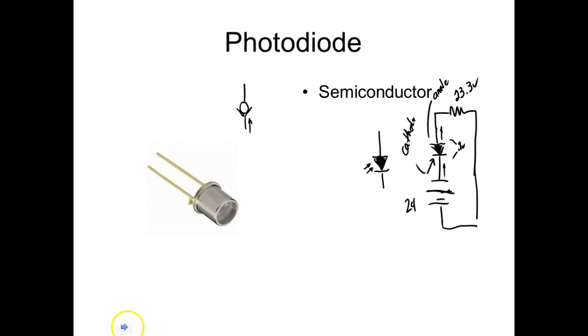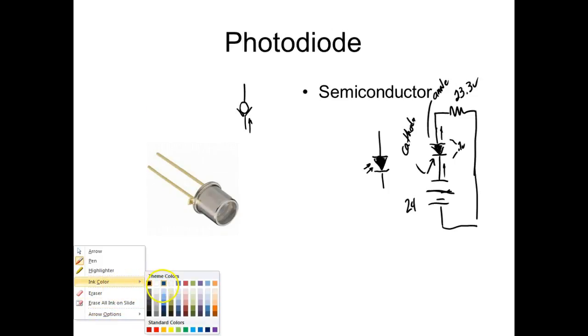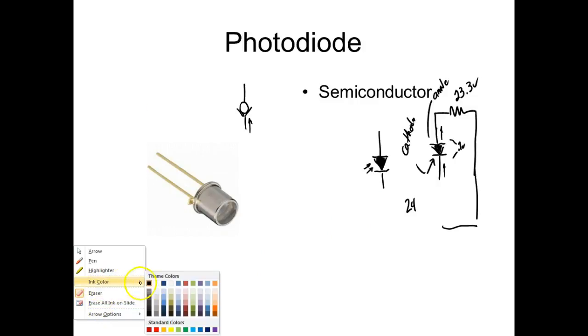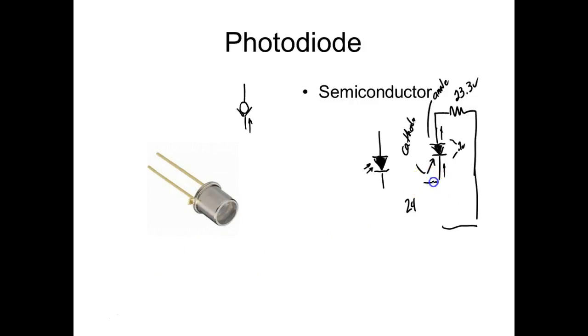Now if I was to come over here and flip this battery around, which means now I'm going to point the positive toward the cathode, and I'm going to point the negative toward the anode, and this guy right here cuts off. So we would measure 24 volts across the diode, and we'd measure 0 volts across the load, because it's an open element in the series circuit.